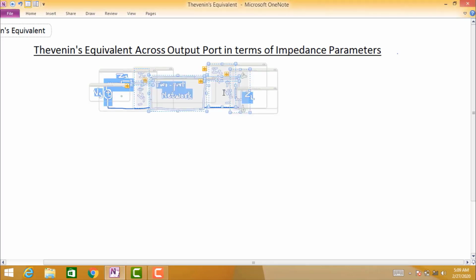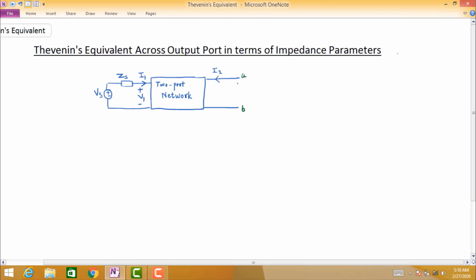To calculate the Thevenin's equivalent across the terminal AB, we will remove the output impedance ZL and assume a voltage VTH at this node. Since this terminal is open, I2 will be equal to 0. Now, using the impedance parameters, we can write V1 is equal to Z11 I1 plus Z12 I2, and V2 is equal to Z21 I1 plus Z22 I2. Here V2 is equal to VTH, and put I2 equal to 0 in these two equations. Then this term will be eliminated from both of the equations. Assume these are equation number 1 and equation number 2.